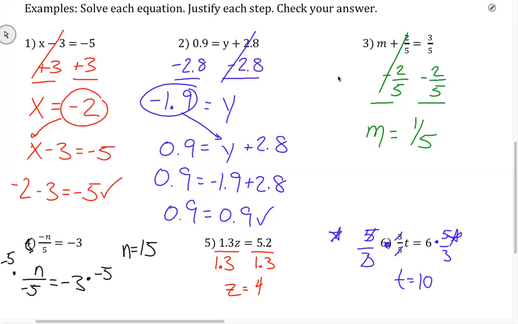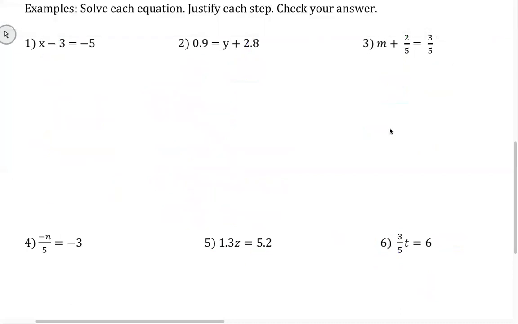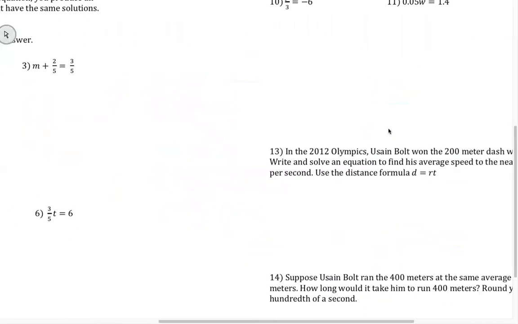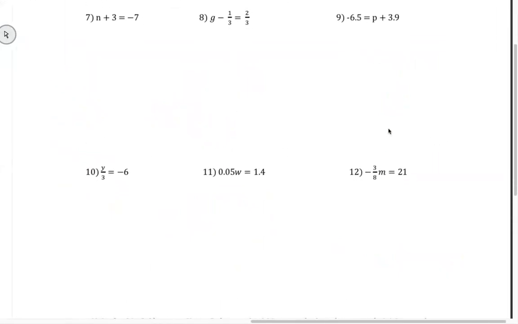Now, on the next page, there are problems 7, 8, 9, 10, 11, and 12. I would like you guys to take a couple minutes and do these 6 problems. Go ahead and get started now.